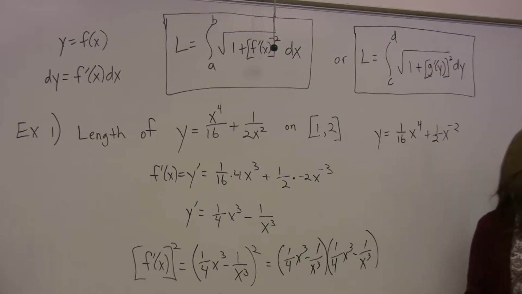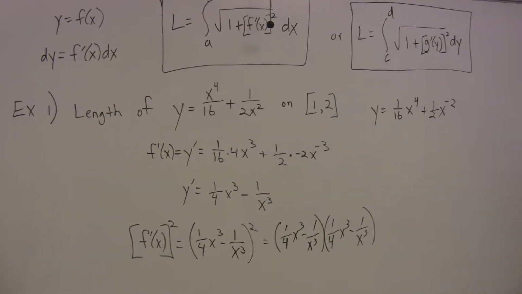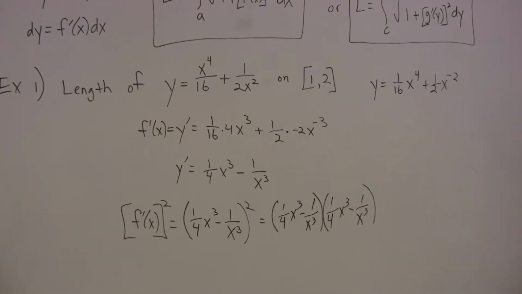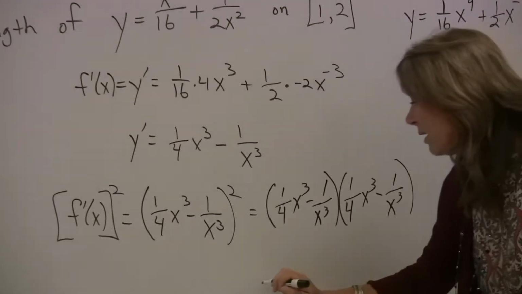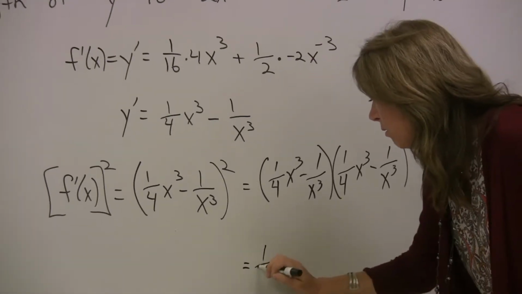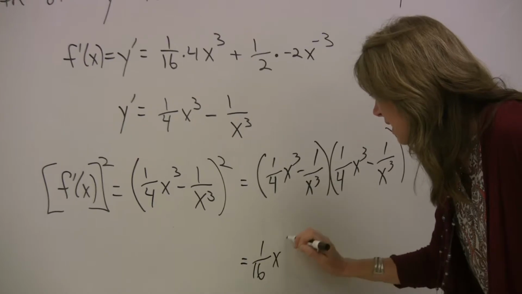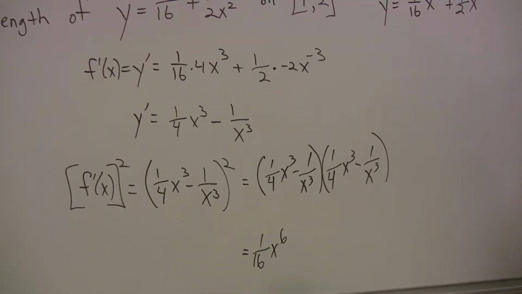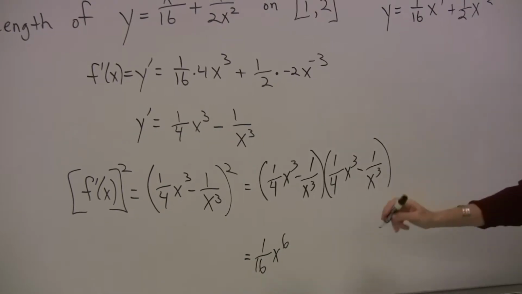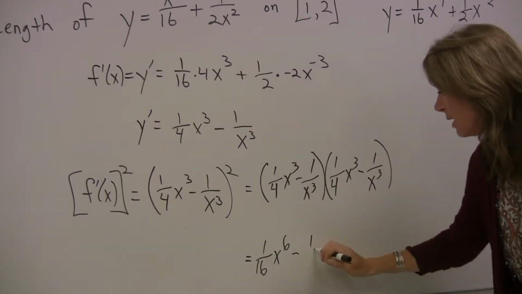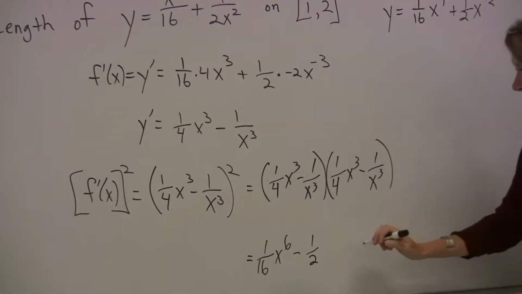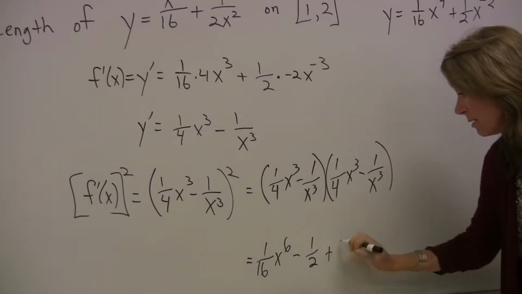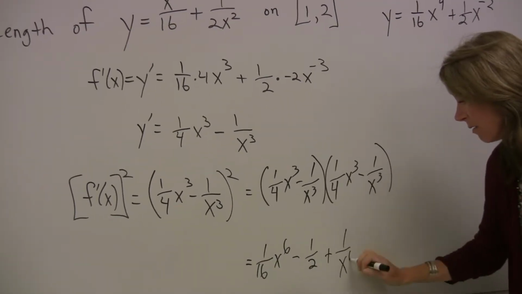Squaring it means multiplying that binomial by itself. Multiplying all the terms, you end up with 1/16 x to the 6th. Let's see what happens in the middle term. Minus 1/2. I'll talk about where that comes from in a second. Plus 1 over x to the 6th.